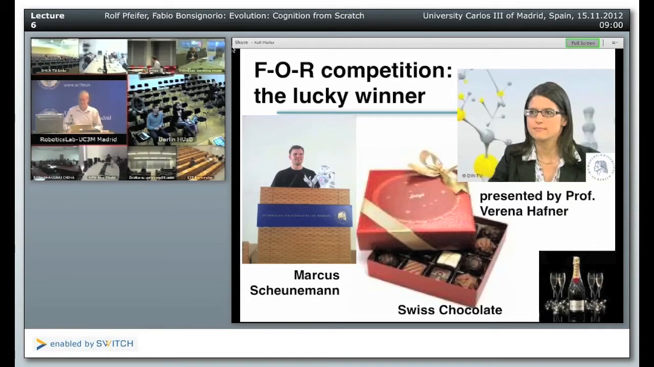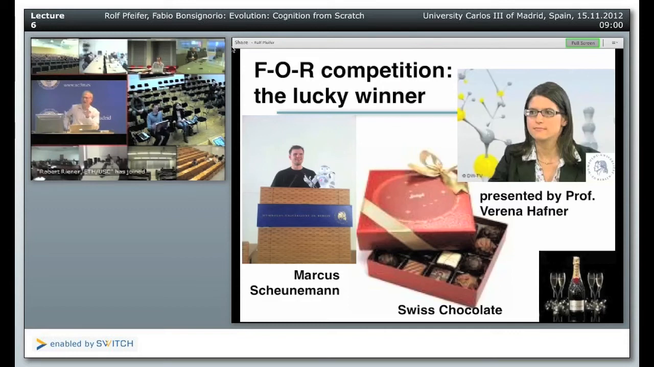Okay, Verena? Hello, Rolf. Hello from Berlin. So we have the lucky winner here, and we also have the chocolate here. It's a huge box of Swiss Lindt chocolate. Actually, it's with 24 pieces, and you're supposed to eat one each day, but I'm not sure whether Marcus can do that. Right, so congratulations. And as you can see by the size of the box, it's really worth paying attention.